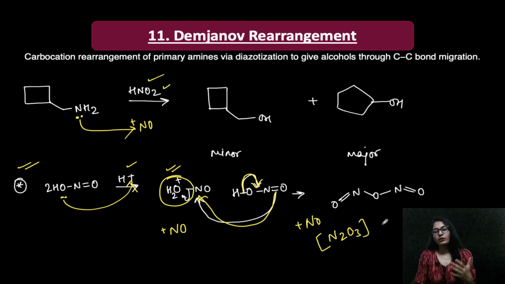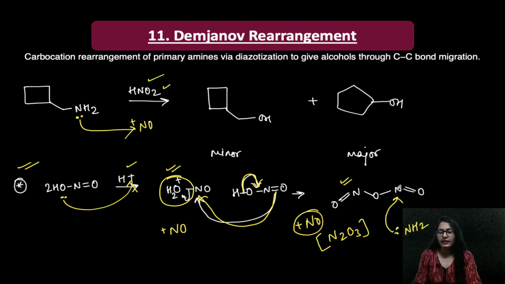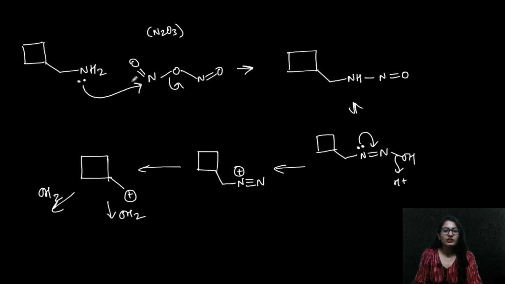So yes, you can also say that N2O3 is the acidic anhydride of HNO2. That's correct. So if it is forming, it is definitely going to work as the nitrosonium ion only, because a nucleophile, which is our amine, can attack over nitrogen and oxygen is going to leave. Okay, so this is how the diazotization is going to take place.